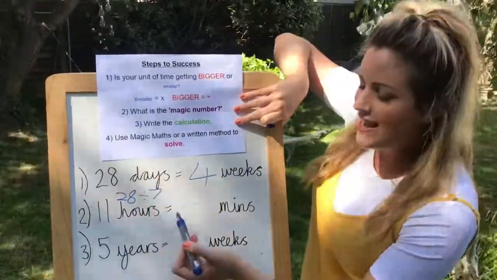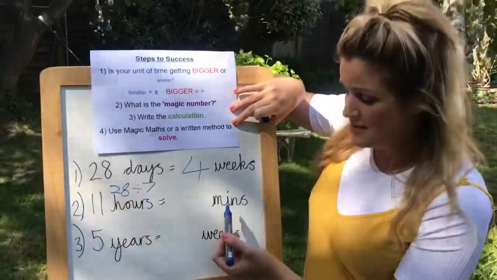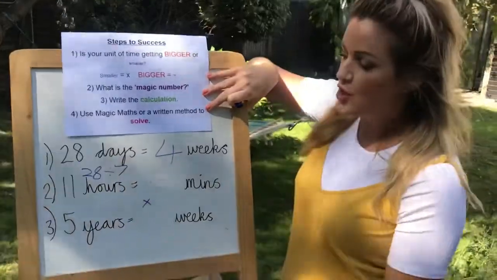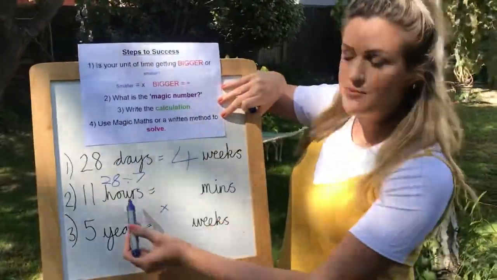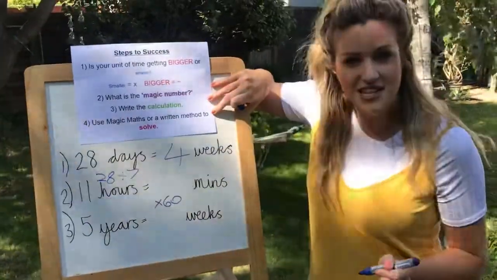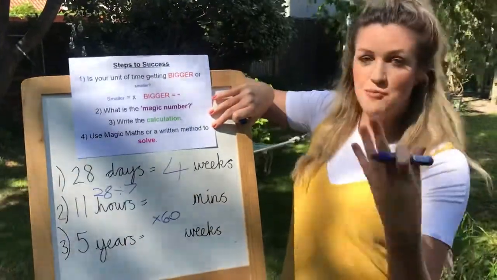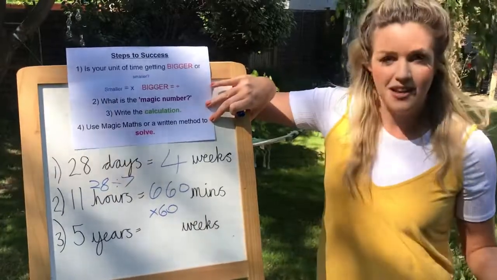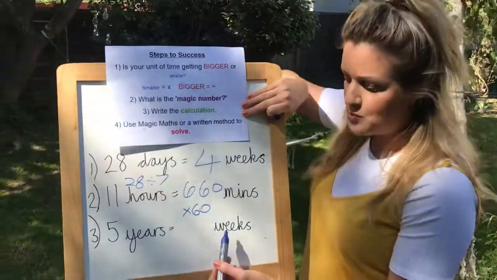Number 2, we've got 11 hours into minutes. We're getting smaller because minutes are smaller than hours. Therefore, we're going to multiply. Our magic number is 60 because there are 60 minutes in an hour. So we've got to do 11 times 60. We can do 10 times 60 in our heads, and then we add on another 60. We've got 660 minutes.